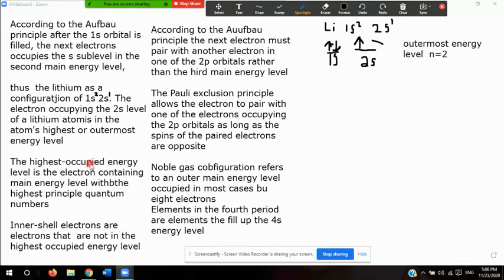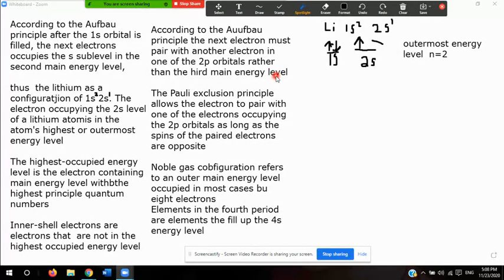Okay, it says the 1s2 is actually what we would call the inner shell electrons. The inner shell electrons are electrons that are not in the highest occupied level. According to the Aufbau principle, the next electron must pair with another electron in orbital 2p rather than the third main energy level. So let me explain that real quick by making reference to one of the figures in your textbooks.